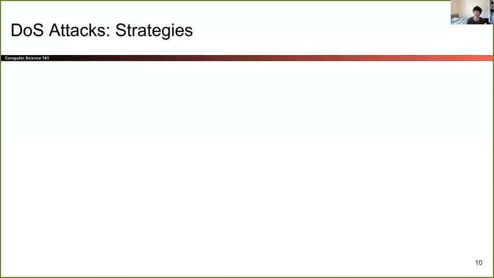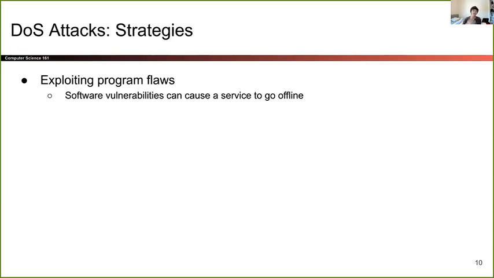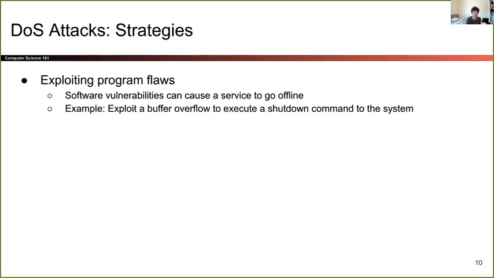When we're talking about attacks, we have some main strategies that we use. The first one is exploiting program flaws. If you have software vulnerabilities, these could cause a service to go offline. It would be pretty trivial to write an exploit that does that. If you have a buffer overflow vulnerability or some memory safety vulnerability, you can choose which one, you could execute shellcode that shuts down the system as a whole. This causes the system to halt, and this service is no longer available.